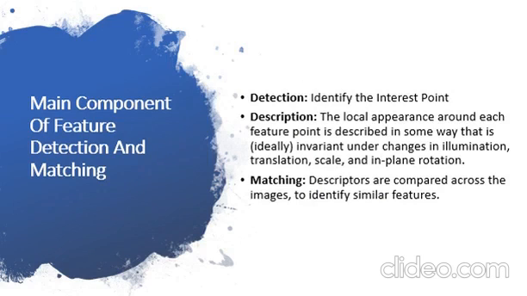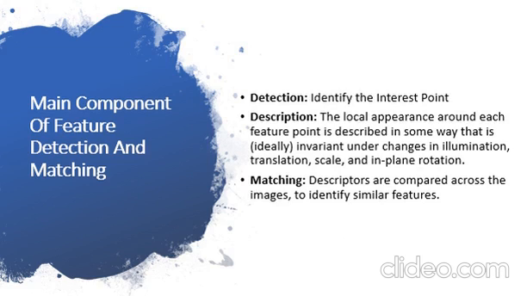Main components of feature detection and matching. The main components of feature detection and matching are, the first one is detection. In detection, we will identify the interest points. The second one is description.